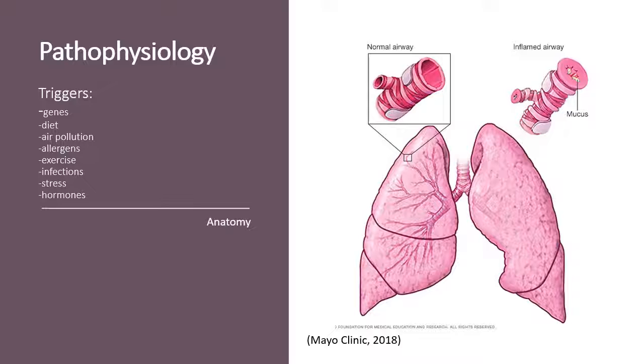In this picture, you can see the lungs, and we are comparing two different types of airways. Here we have the normal airway, in which the lumen is open and the smooth muscle is not constricted. Whereas on this side, you have the inflamed airway, where you can see the constricted smooth muscle along with the edema in the lumen and the mucus. This is what happens in asthma: the bronchoconstriction, the narrowing of the lumen, and the mucus.